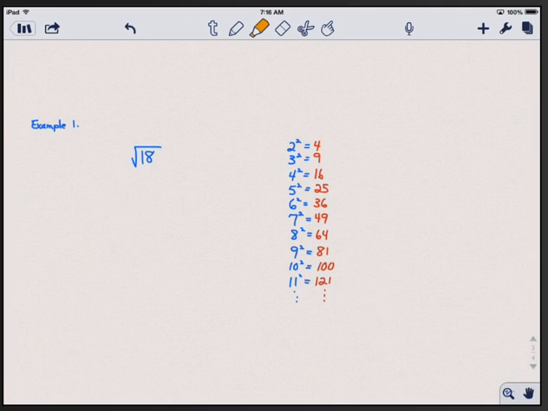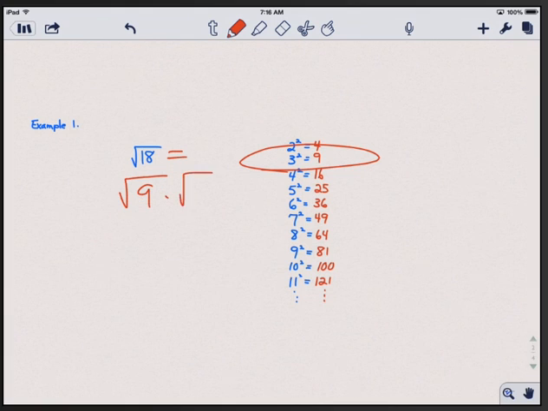So we want to find, is there a number from this list, the numbers in red, that divides into 18, which is our radicand? And the answer is yes. 9 divides into 18, so we can write square root of 18 as the square root of 9 times the square root of 2. Now we did that because we know the square root of 9 is simply equal to 3. And we copy down the other factor of the square root of 2.